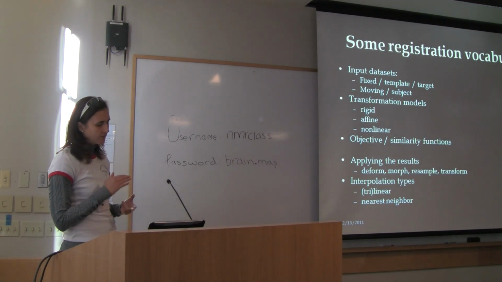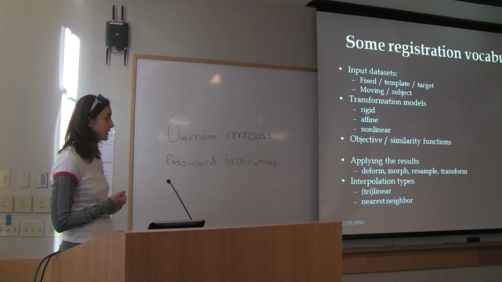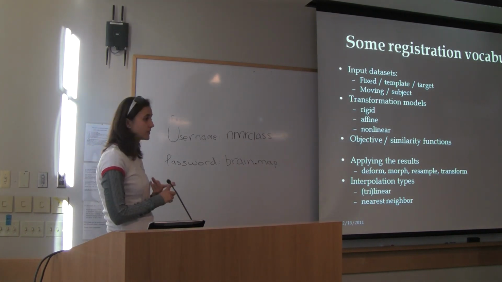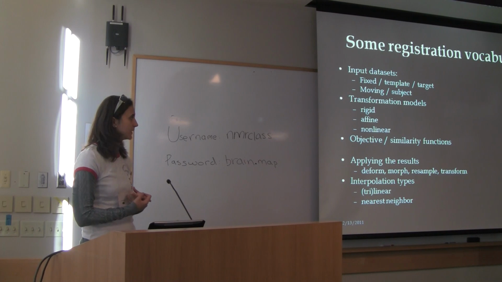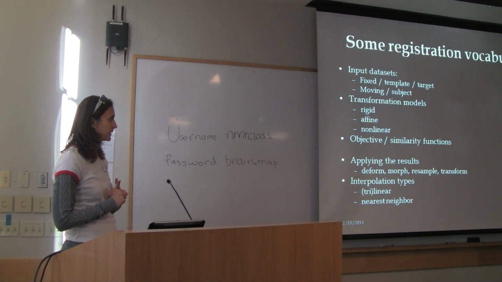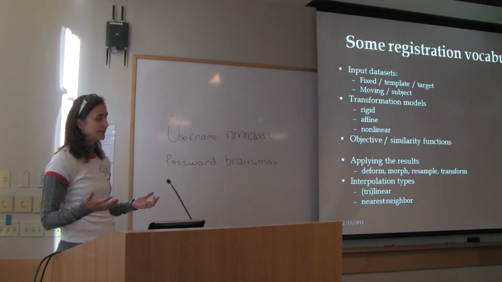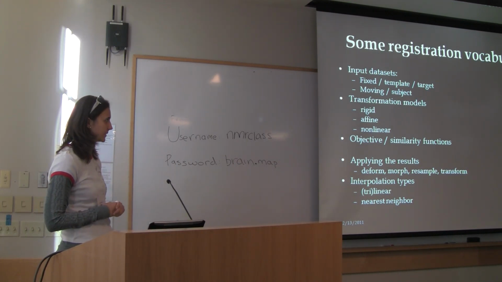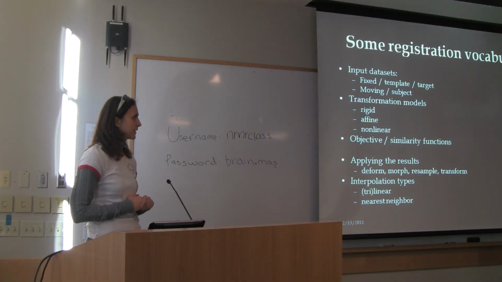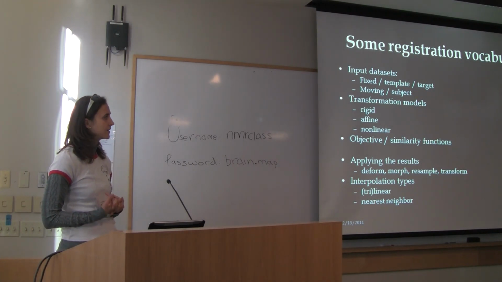We are going to mention lots of different transformation models. In the previous slides, I introduced you to the rigid one, which is the 6 degrees of freedom in the 3D domain, affine, or nonlinear transformations. So again, these terms refer to different complexity or different types of transformations that you can apply to your images.